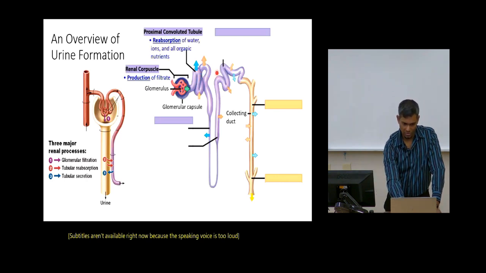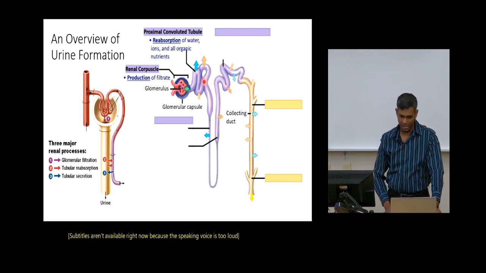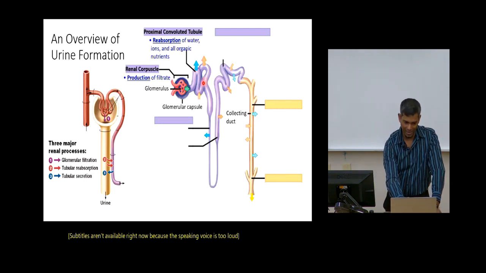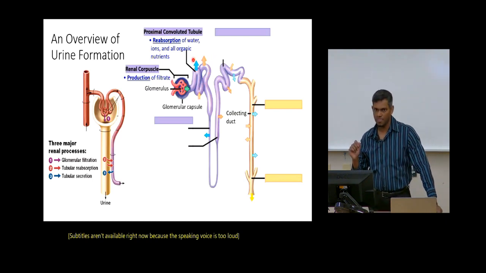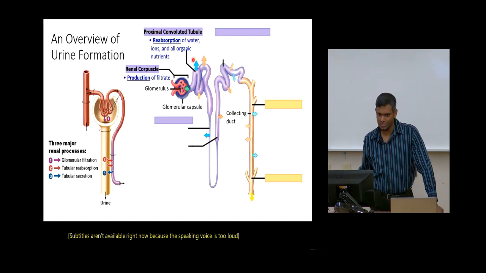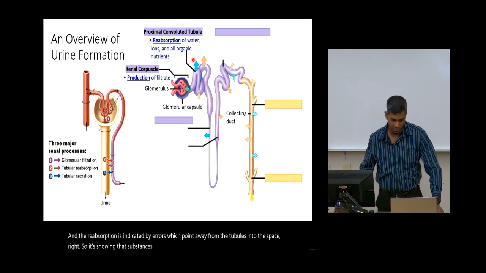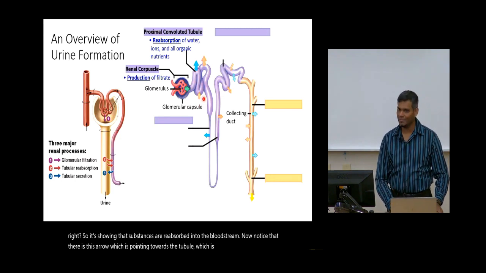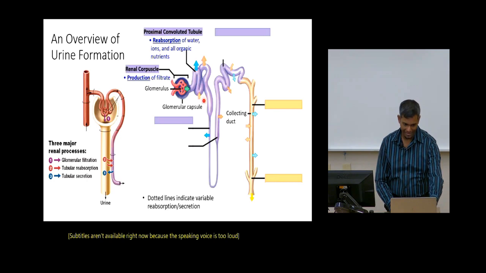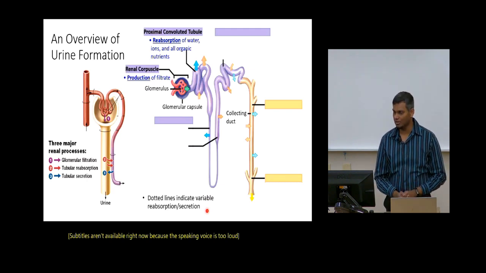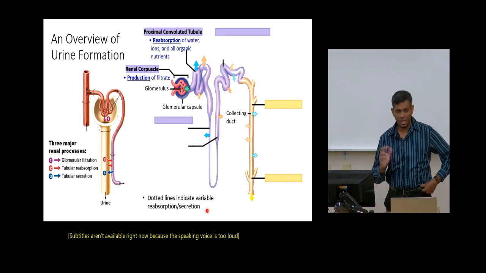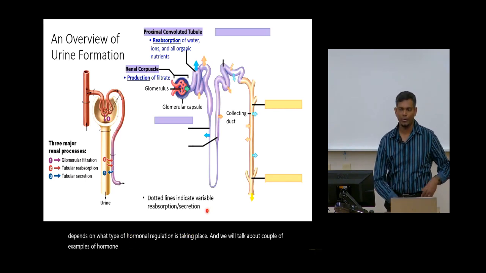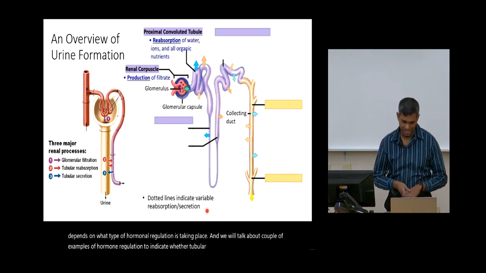Notice that you have the reabsorption of various substances like water, ions, organic matter, and the reabsorption is indicated by arrows which point away from the tubule into the space, right? So it's showing that substances are reabsorbed into the bloodstream. Now notice that there is this arrow which is pointing towards the tubule, which is indicating secretion, right? And the fact that these are dotted arrows means that this secretion is variable because it depends on what type of hormonal regulation is taking place, and we will talk about a couple of examples of hormonal regulation to indicate whether tubular reabsorption or secretion takes place.